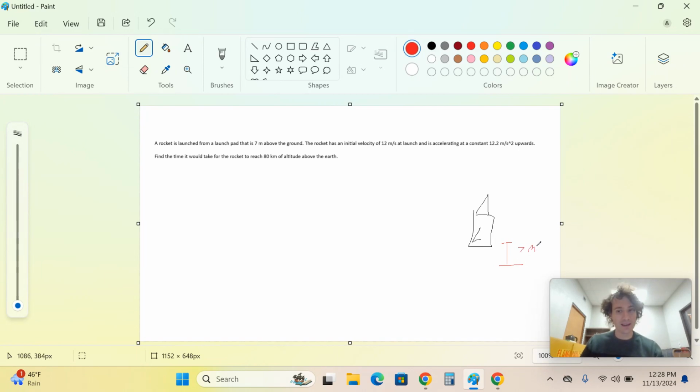So that itty bitty little detail might matter. In the grand scheme of this problem, it's probably not going to make a humongous difference, but it does matter. It will affect the answer. It does mean this rocket takes less time to get to that altitude. It already started 7 meters above, so you have to account for that. That's an initial displacement, specifically an initial vertical displacement. This problem we're assuming is just up.